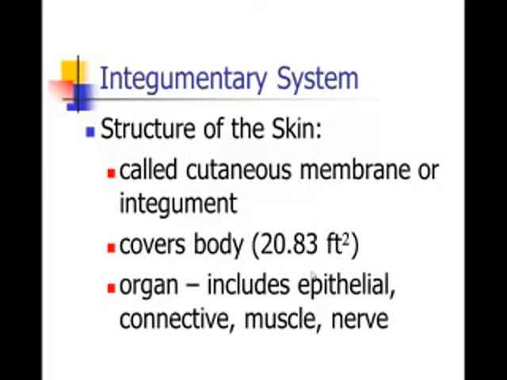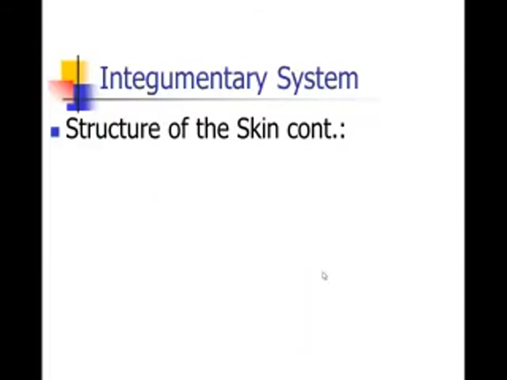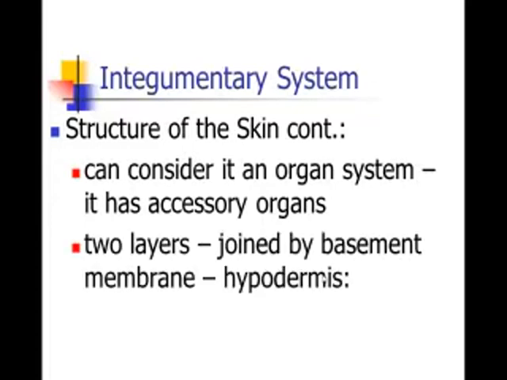It's an organ, and it's an organ because it includes a number of different kinds of tissues. We have epithelial tissue, connective tissue, muscle tissue, and nerve tissue. You remember that organs are groups of tissues and cells that have at least one specialized function. It also sometimes is considered an organ system. It has accessory organs, and we'll address those in a little bit.